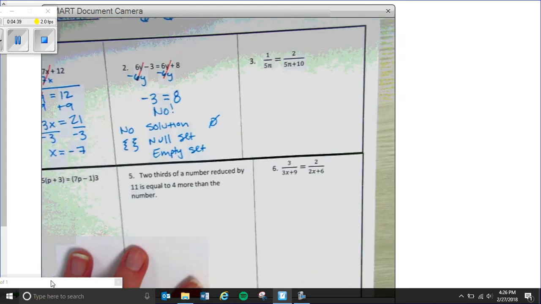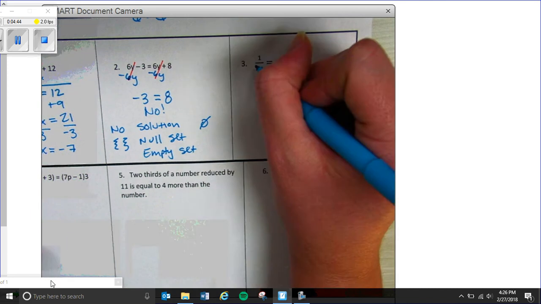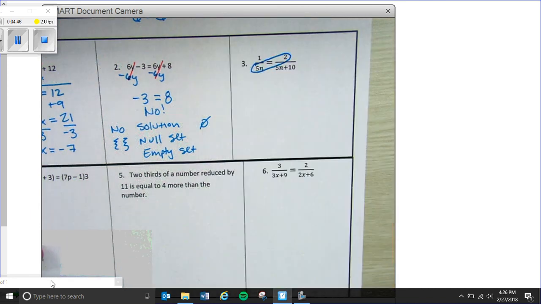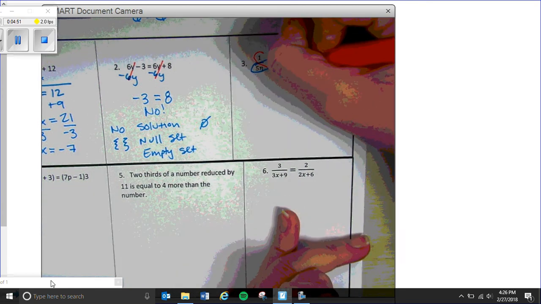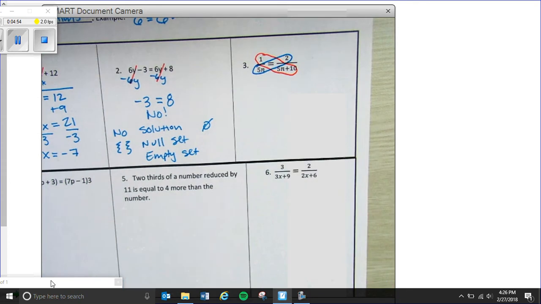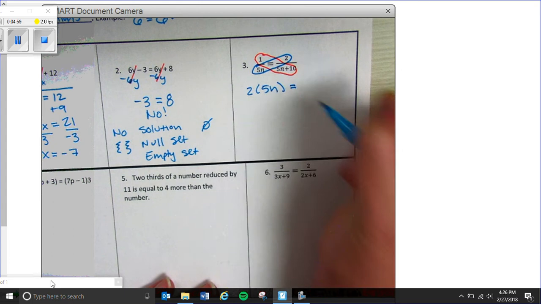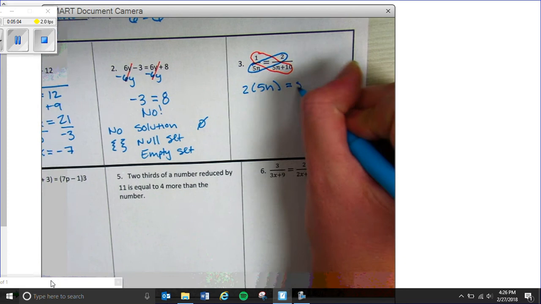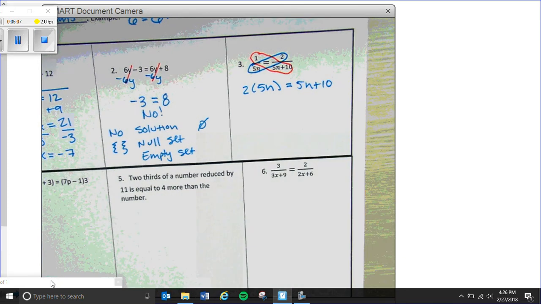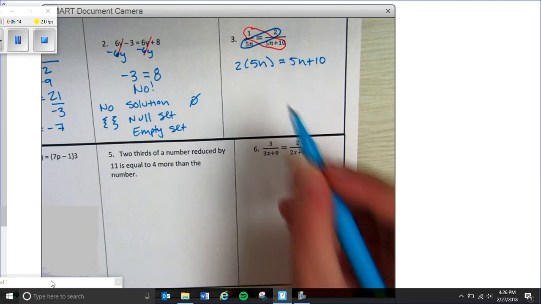Looking at example 3, we have a proportion. Remember, to solve proportions, we cross multiply. So I have 5n and 2 go together. And then on my other side, I have 1 times 5n plus 10. So 2 times 5n equals 5n plus 10 times 1 would give me 5n plus 10. Anything times 1 is itself. So now I can go ahead and distribute, 2 times 5n, multiply, I guess, is 10n.